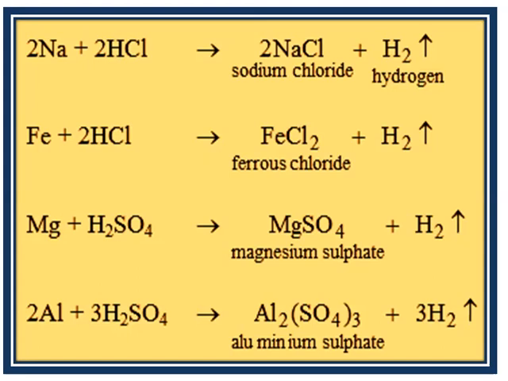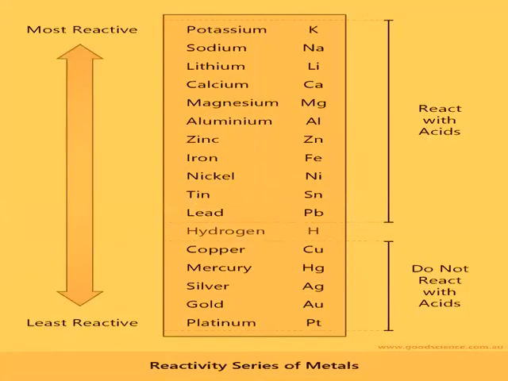This shows the reaction of metals sodium, iron, magnesium, and aluminium with dilute hydrochloric acid and dilute sulfuric acid respectively, but the reaction is in the form of formula equations only. We can also write the word equation to understand the product and the nature of the reaction. So the reactivity series of metals, which we already studied in class 8, helps us to know how violently, vigorously the metals react with acids.